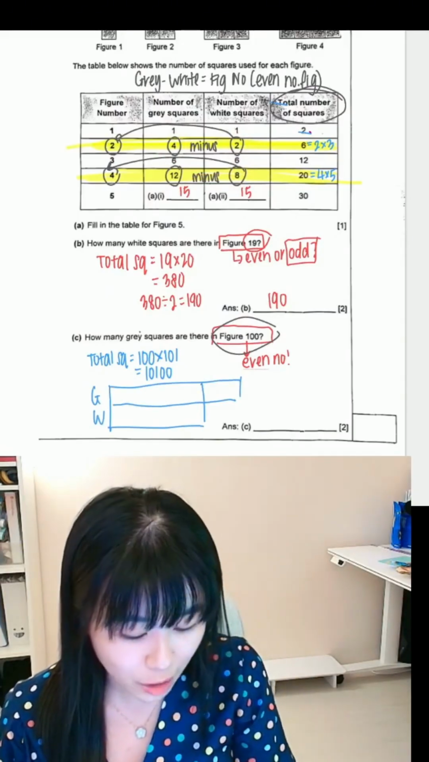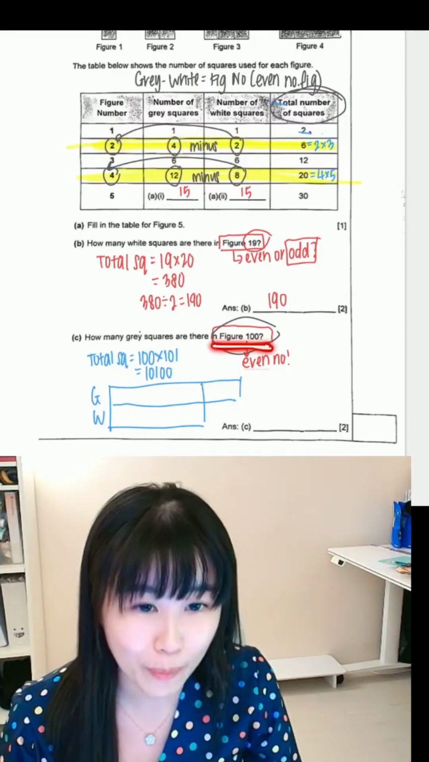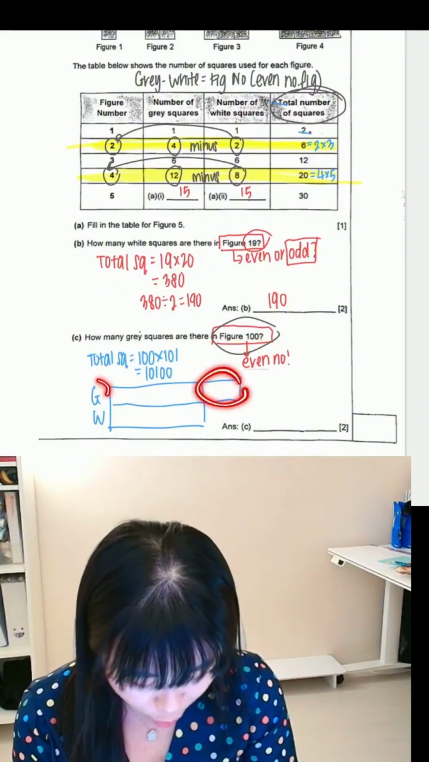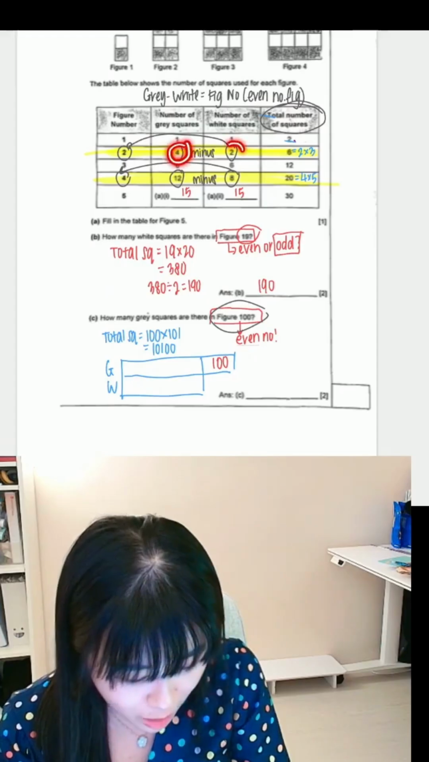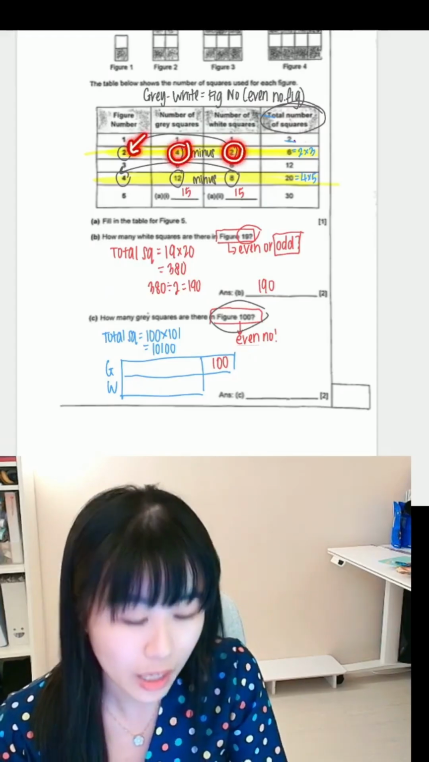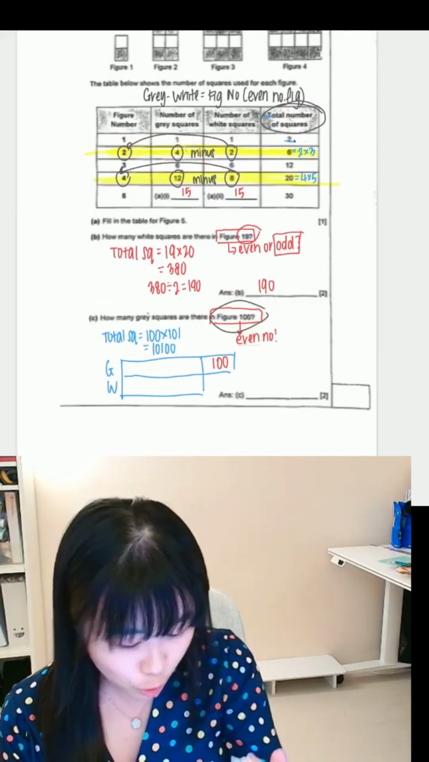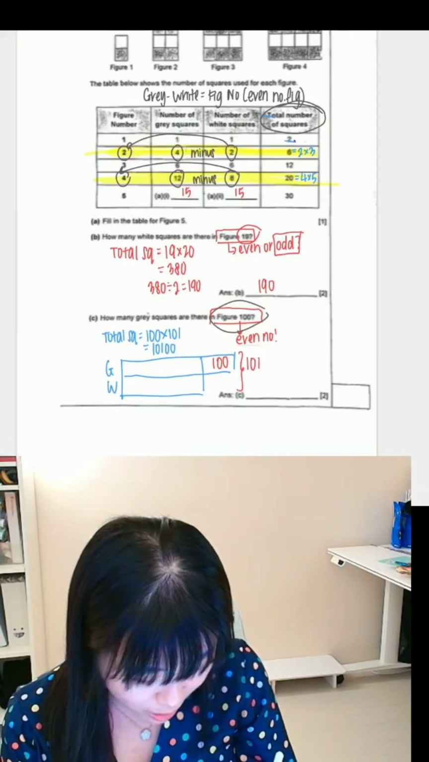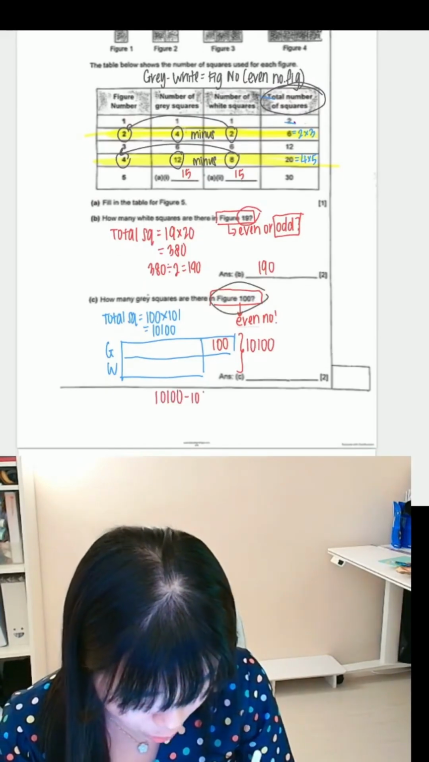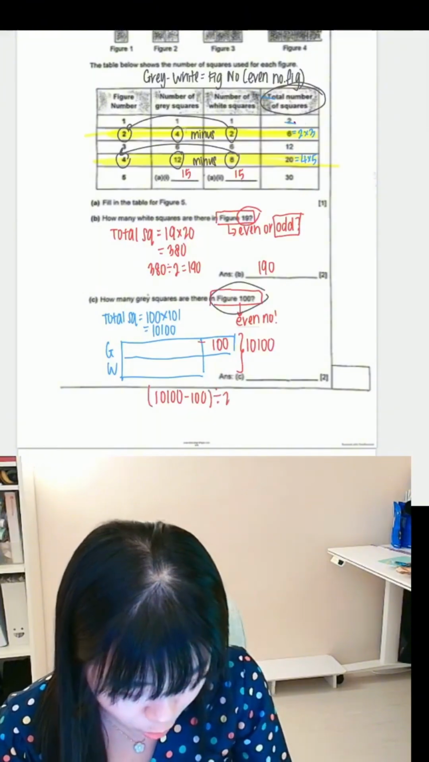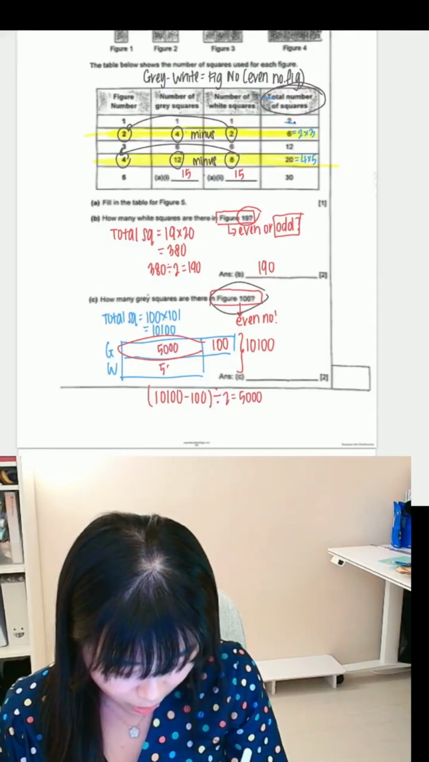So if you realize the difference, 4 minus 2, you get figure number 2, right? So if this is figure number 100, what is the difference between grey and white? The difference is 100. Why? Because you take grey minus white, the difference is the figure number. Then if you draw a model, very easy, your total is 10100, right? So you just take 10100 minus 100, then you divide by 2 because you got 2 equal parts here and here. 5,000, the top part is 5,000, below is 5,000.